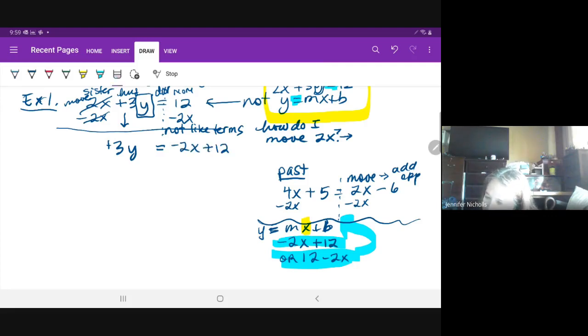And usually when you write it, I'll erase the plus for a minute, but you write the negative 2x and the 12, and then you have to ask yourself, what sign do I put in front of the 12? And then you put a plus. Okay, so sometimes you think of that after. Now I don't have y equals mx plus b yet.